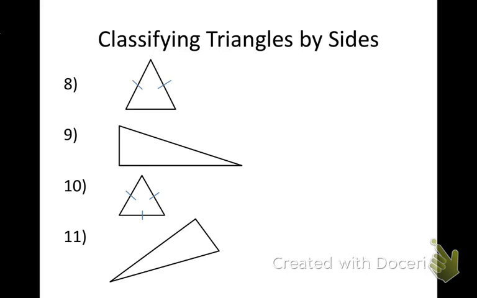Number 8 here. So let's look at the triangle. If I look at number 8, I notice I have some congruency symbols here. So this means there's going to be what type of triangle, Drew? That is isosceles. Very good.